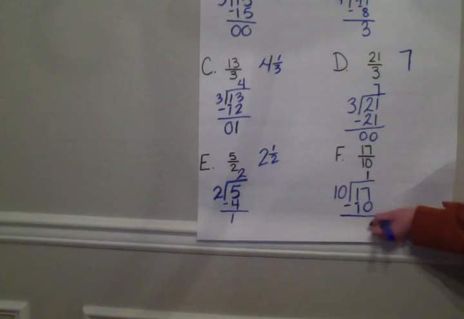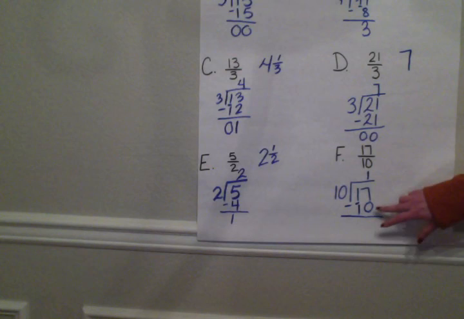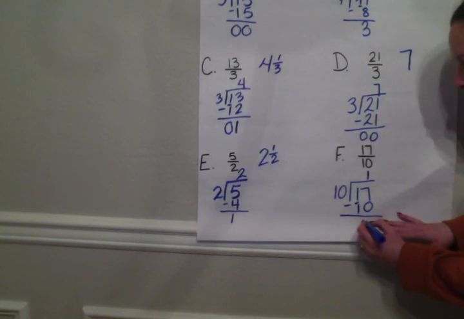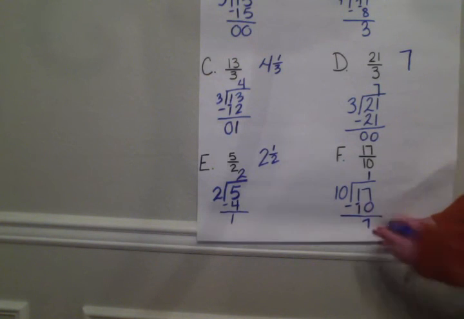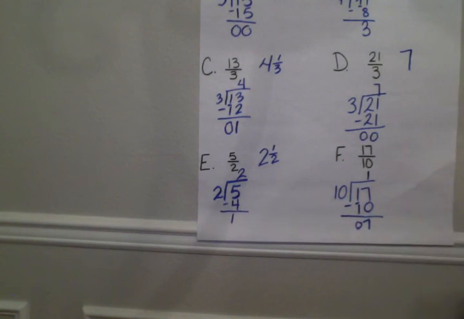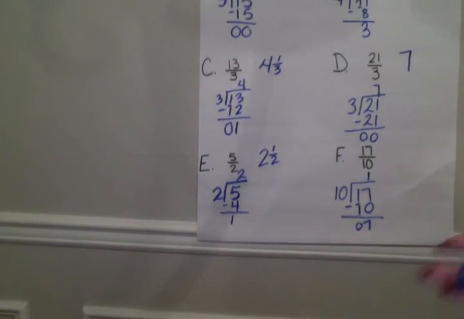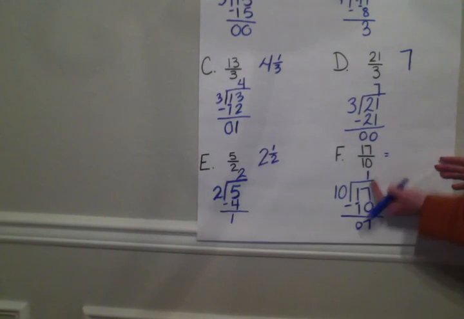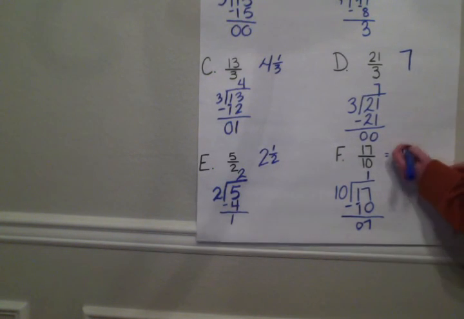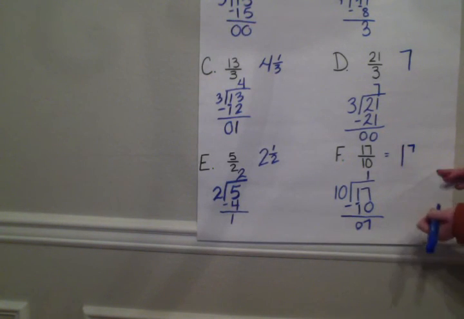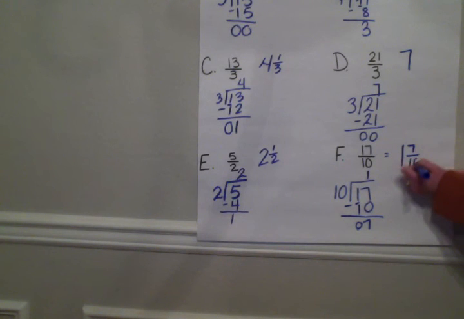I'm going to subtract. 7 minus 0 is 7. And 1 minus 1 is 0. So now I just have to turn this into my number. I know that I have 1 whole, and I have 7 pieces left over, and my denominator is not going to change.